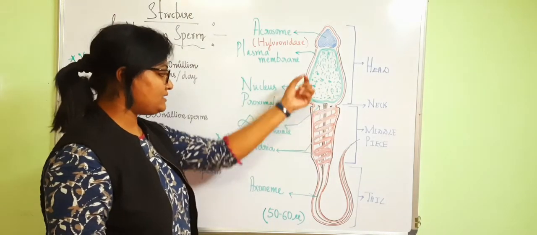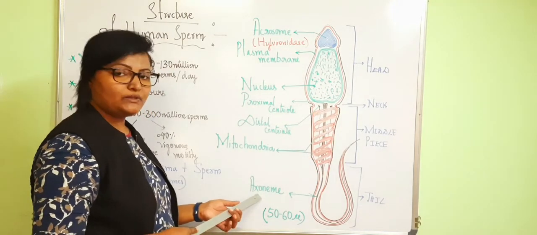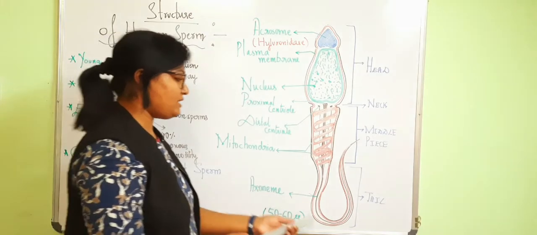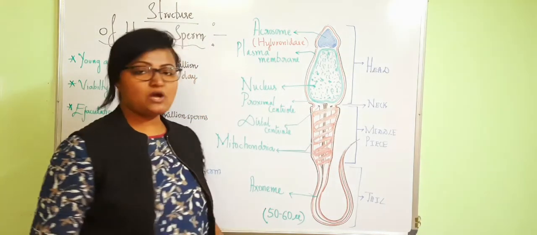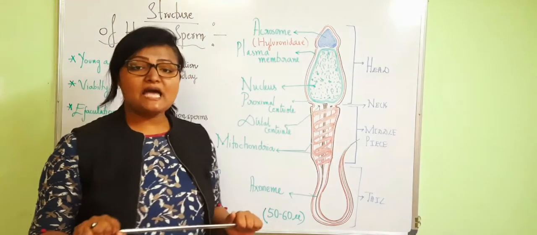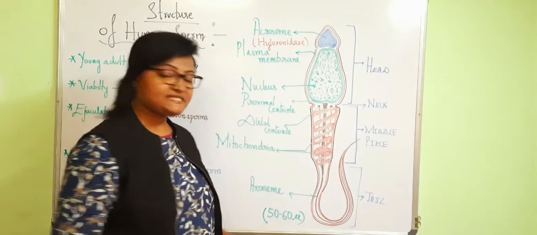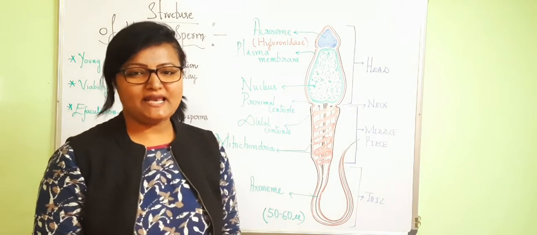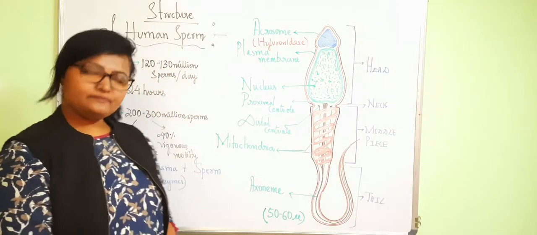From the neck region they fuse to form the structure called the axoneme, which gives strength to the tail region. So this is the structure of the human sperm, and its length is 50 to 60 microns. Okay, we'll study some statistical things.